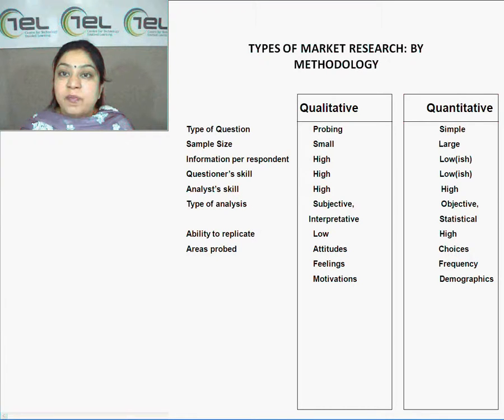Now the areas which are probed under qualitative are the attitude, feeling, and motivation of the individual. For quantitative, it is more of choices. You have frequency and demographics available for the areas which are probed.